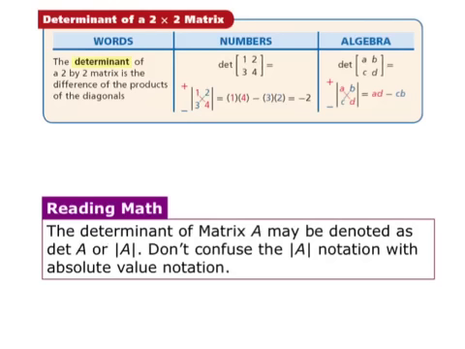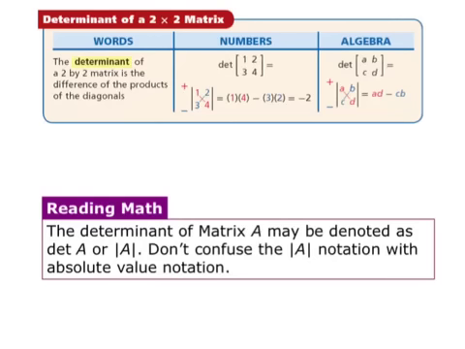So the determinant of a 2x2 matrix is the difference of the products of the diagonals. If you see here, we're going to take the determinant of this matrix, which means we multiply 1 times 4, and subtract 3 times 2. It has to be that order because subtraction is not commutative. The determinant of matrix A may be denoted as det A or bar A. Don't confuse the bar A notation with absolute value notation.